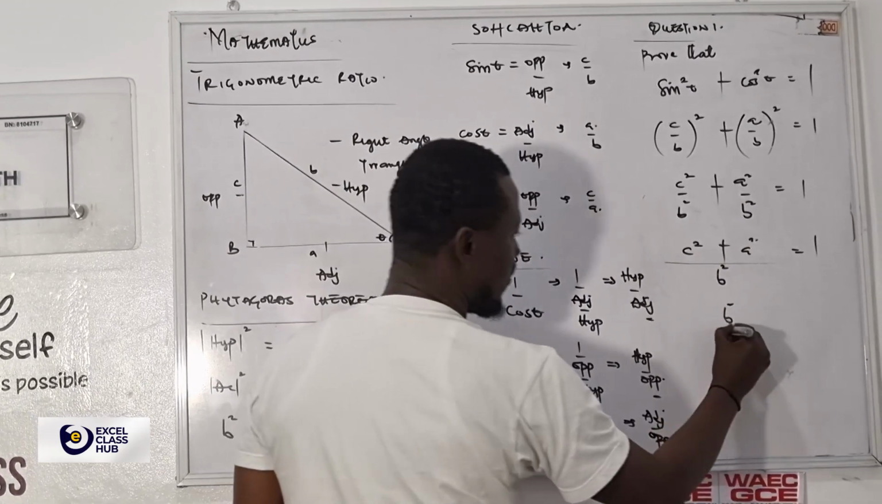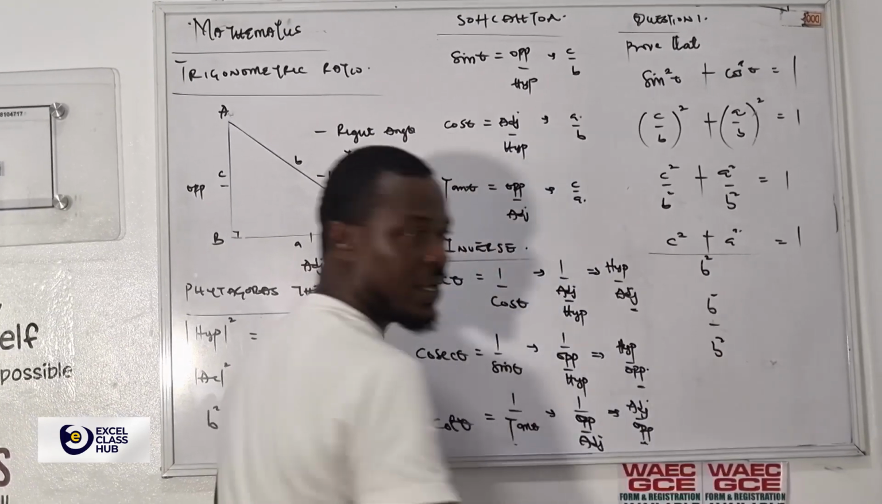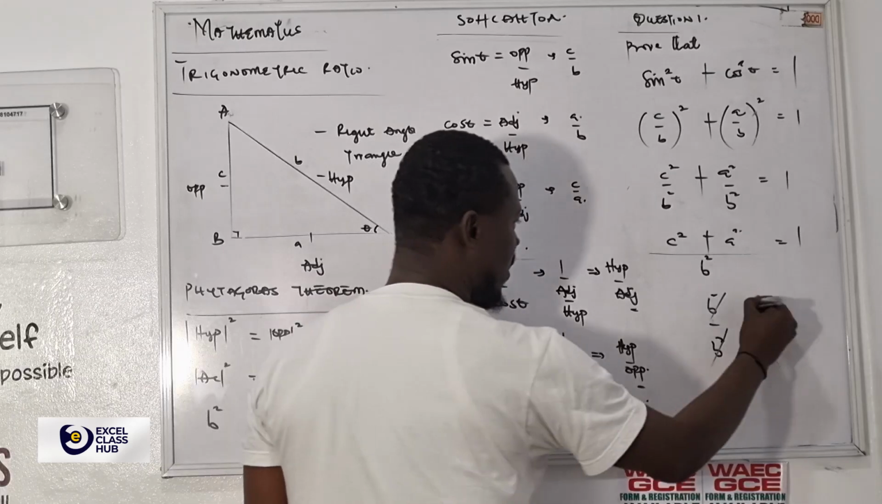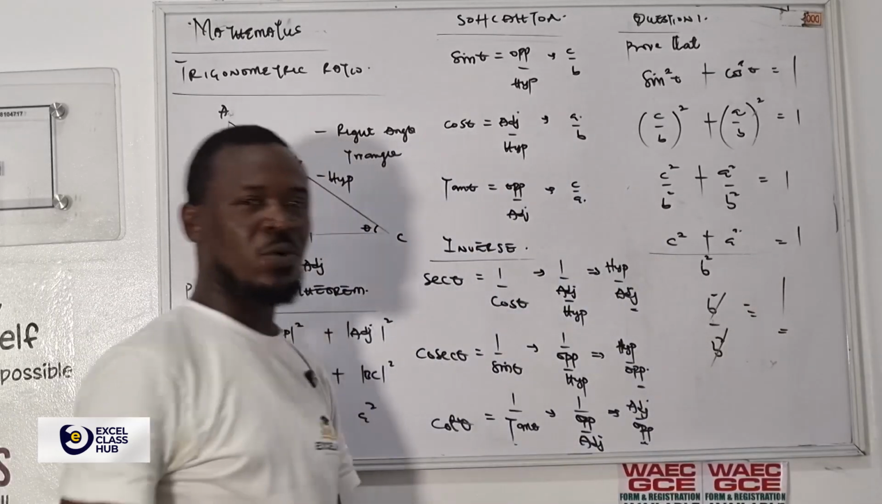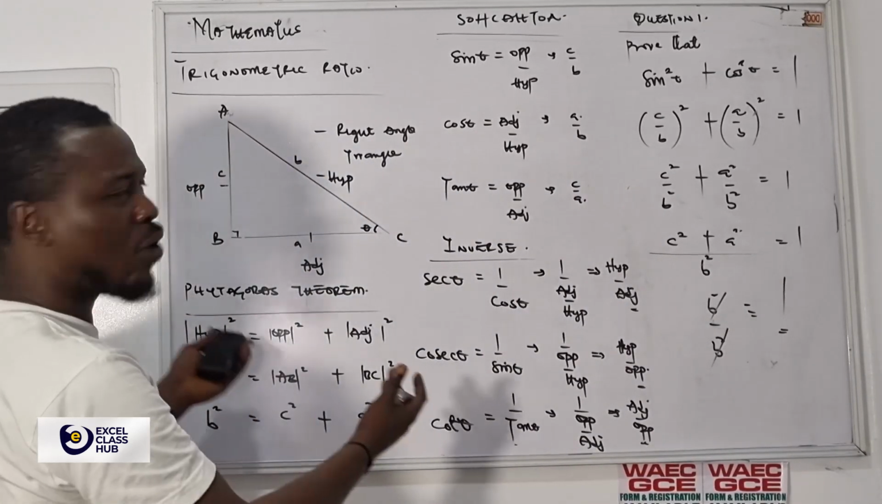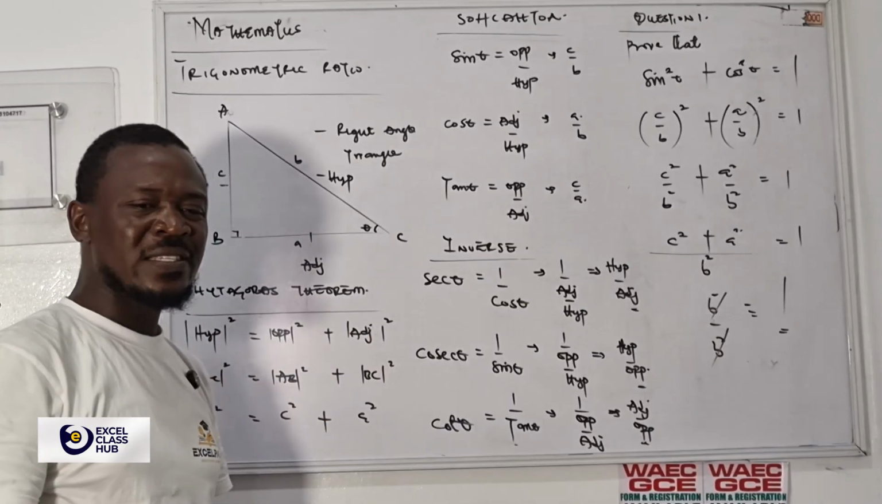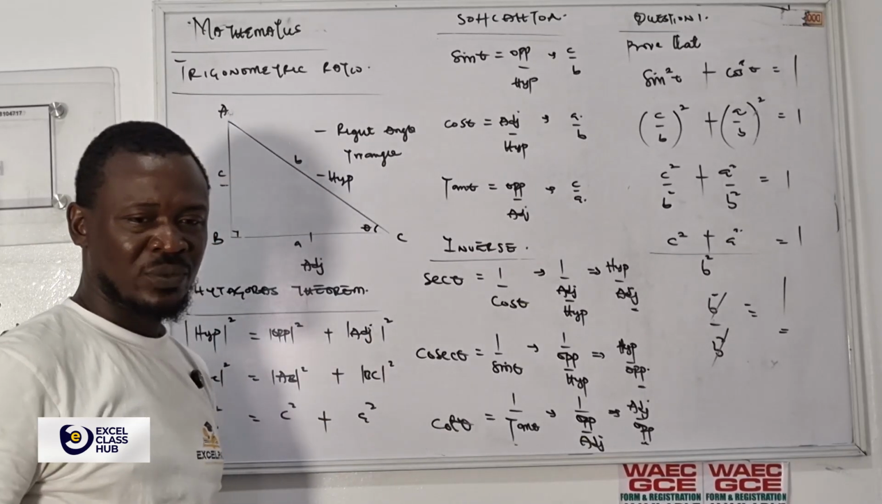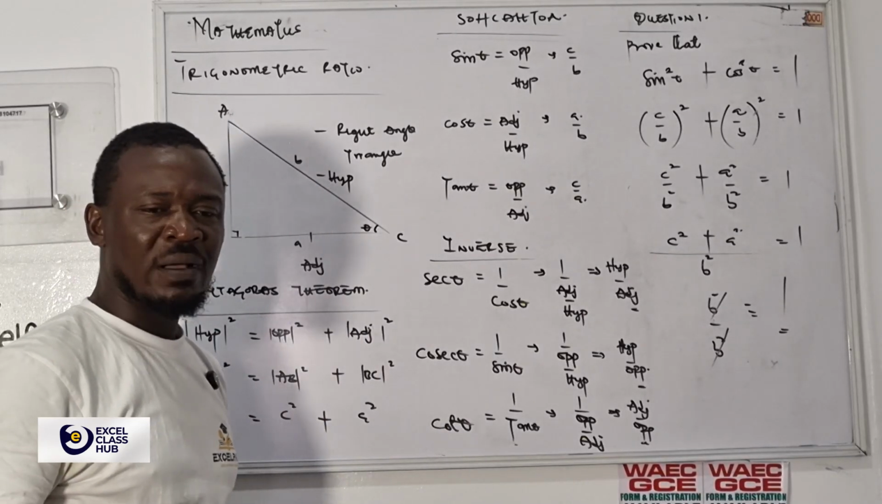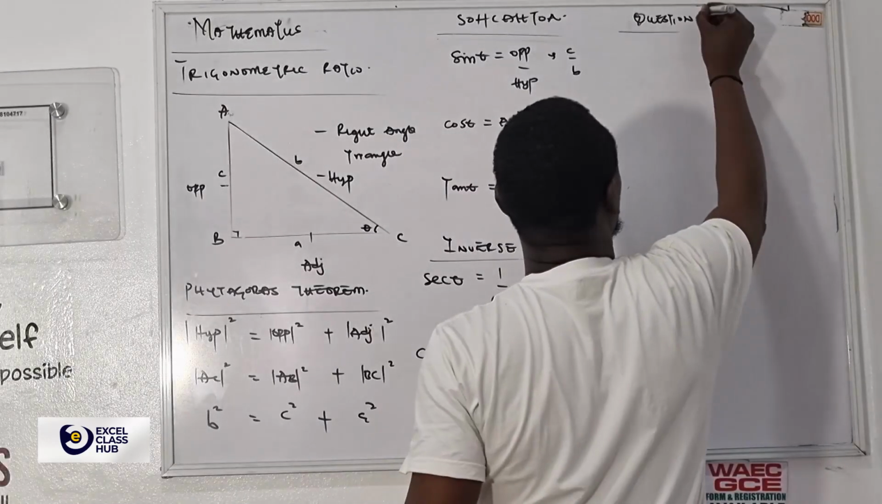B square over what you have done there? B square. Consider this B square cancels this one and gives you what? 1. So I've gotten my 1. That is why you see that all we have on the marker board is well cleared. Are you with me now? Is well cleared. Now question 3.